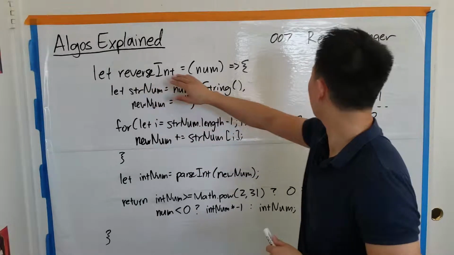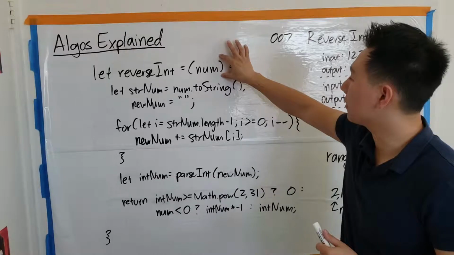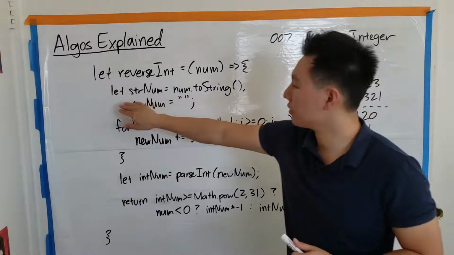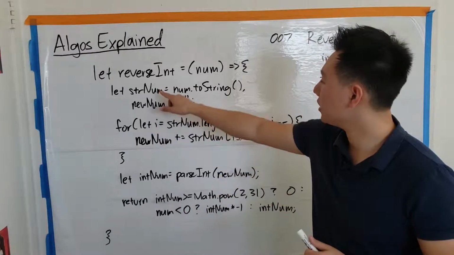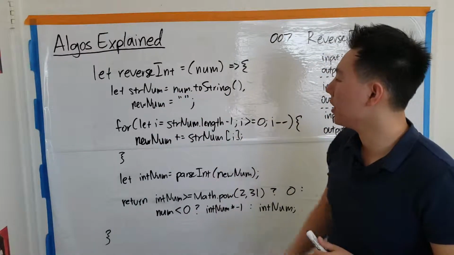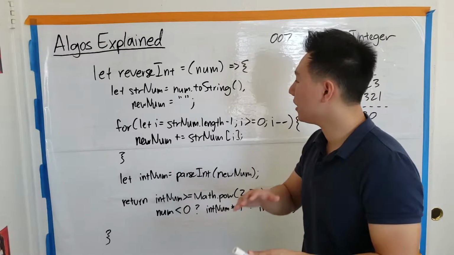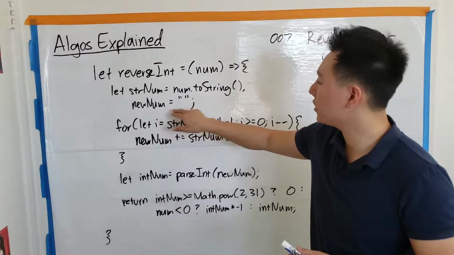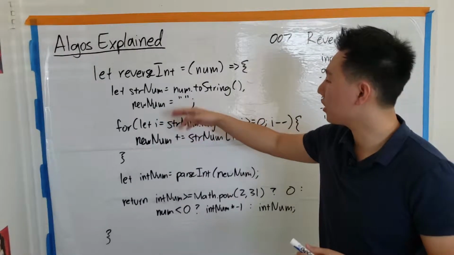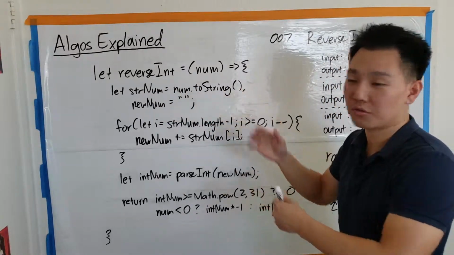A reverseInt, that's what we call our problem. We're given a number, that's our argument, and let's create two variables here, string num and new num. The string num is just going to take the number to a string, and we want to do that because we can index into a string and we can't index into an integer or a number. And so we have a new num, which is a string that we will start building up as we iterate through this string number.